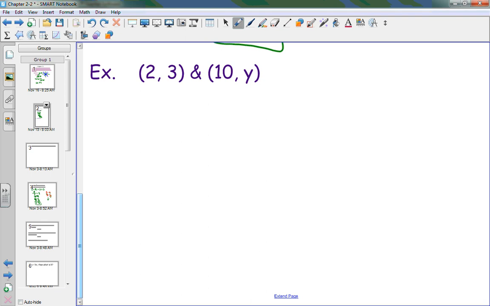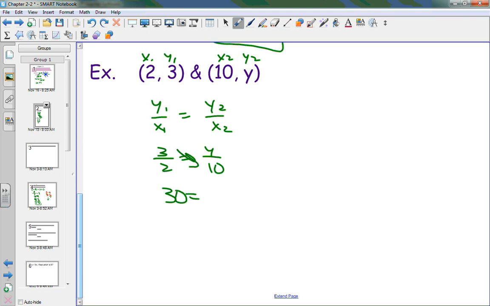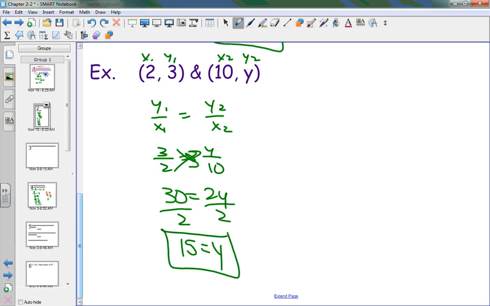Are they always going to have an x, or a y? For example, this one has a y. So what do I do? Step 1, label your points: x1, y1, x2, y2. Then what? Write down your formula and plug and chug into it. 3 over 2 is equal to y over 10. Now what do I do? Cross multiply. 3 times 10 is 30. 2 times y is 2y. Divide by 2. 15 is equal to y.